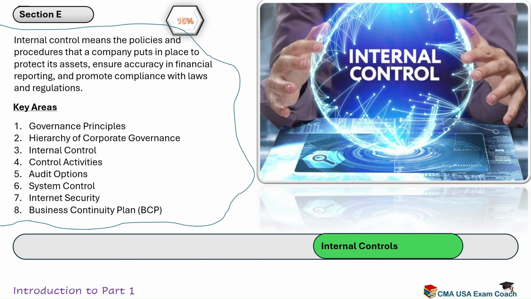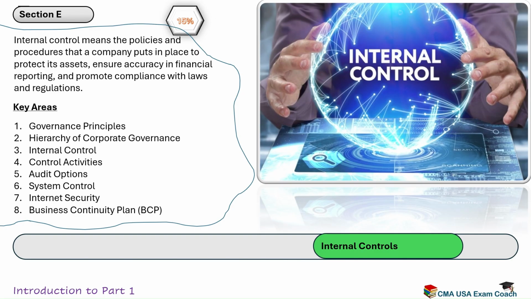Next, system control. With increasing use of technology, companies now depend heavily on computerized systems. System controls are designed to ensure data accuracy, prevent unauthorized access, and protect information from misuse. This includes passwords, access rights, system logs, and automated checks that verify data integrity.